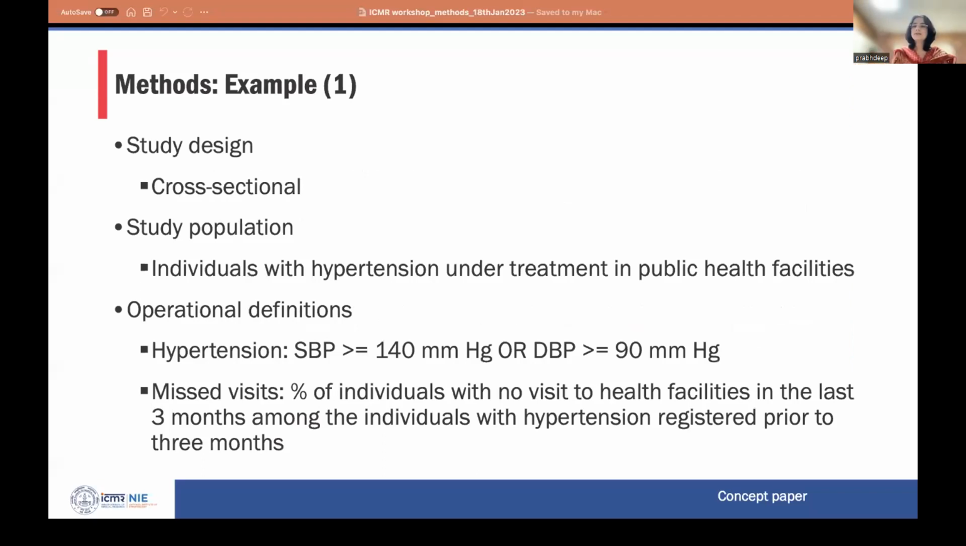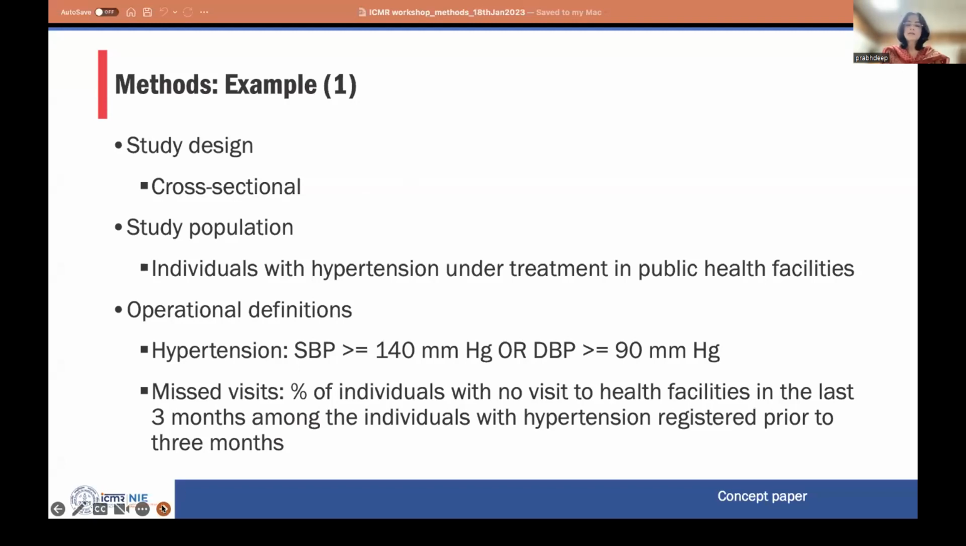And here the setting is a primary healthcare center where the people are taking treatment over a period of time, and then you want to know what proportion of them came back or not. So at one time, you go and review the records, look at all those people who have high blood pressure, and calculate how many of them actually came back or did not come back. So the operational definition here would be you have to see who is a hypertensive.